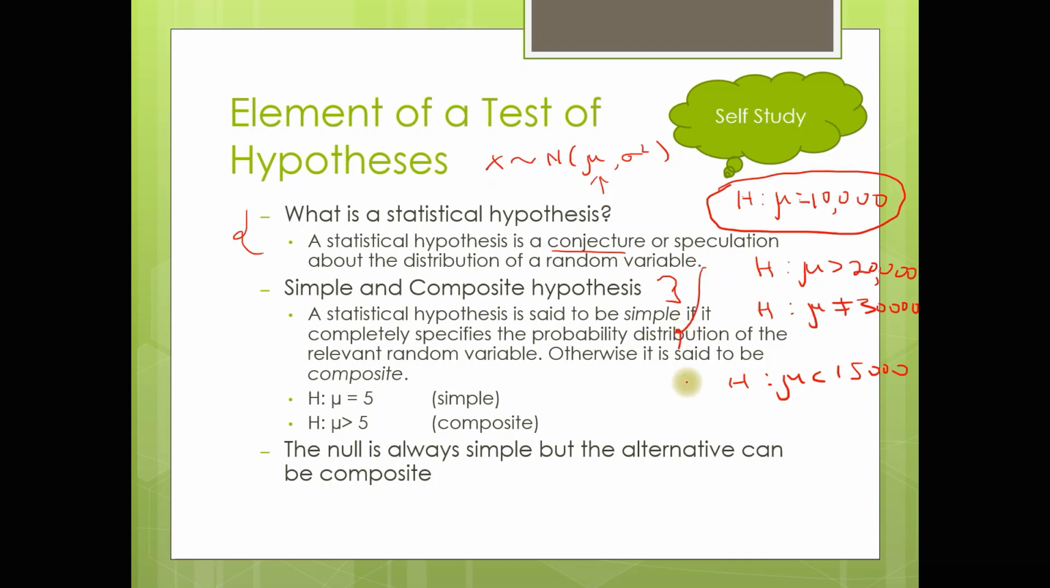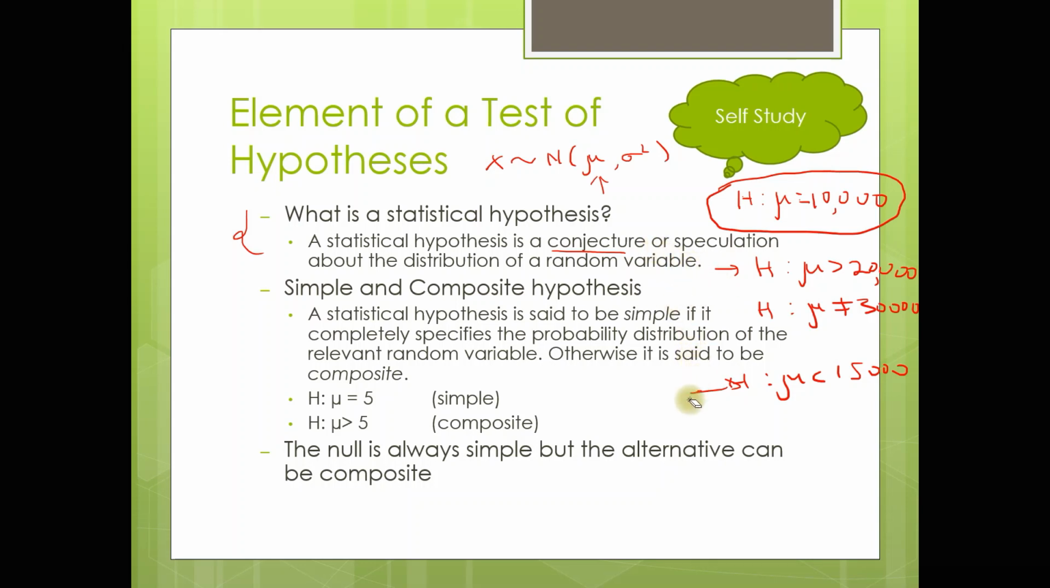However, for these three here, they do not completely specify the distribution that you have, because if you are saying that it is greater than 20,000, you are saying that there are several possible values for this mu. You are saying that there are several possible values excluding 30,000. You are saying here that there are several possible values less than 15,000. So in other words, it does not completely specify the distribution.